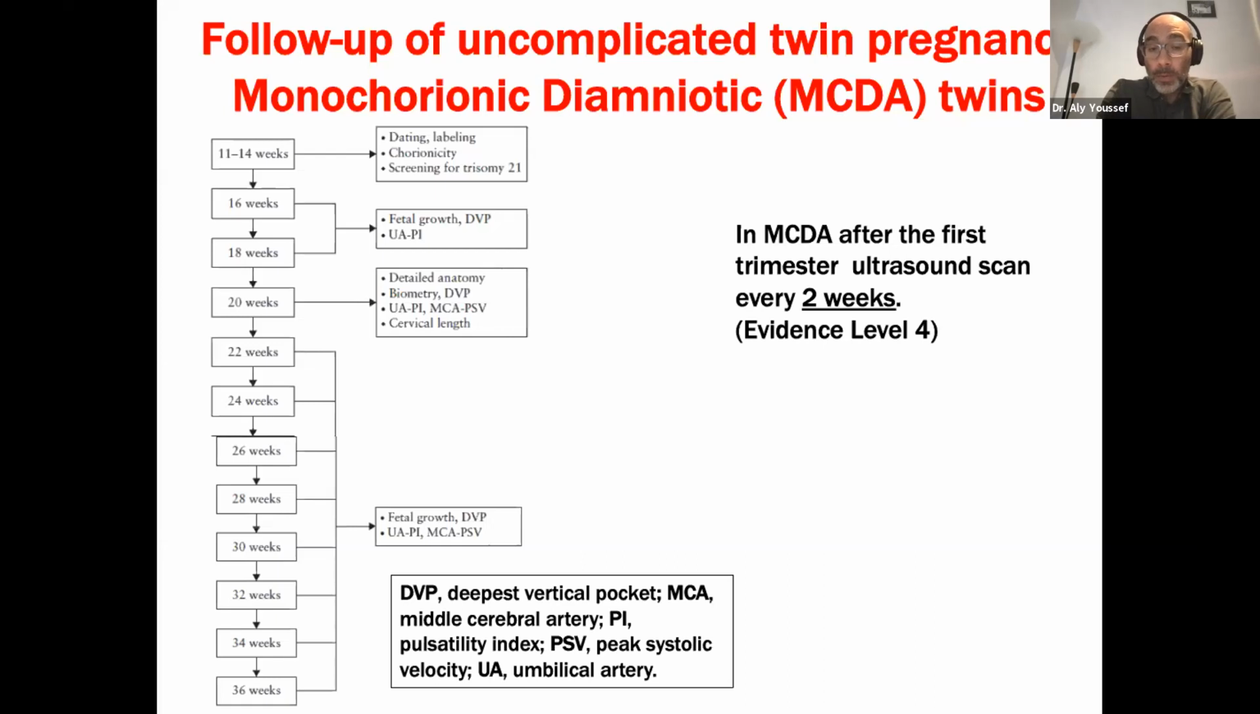And we'll see later what is the rationale of performing both the umbilical artery and the middle cerebral artery Doppler in cases of monochorionic twins in the regular follow-up of the monochorionic diamniotic twin pregnancy, even if uncomplicated.